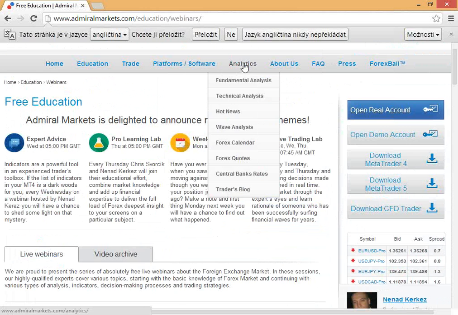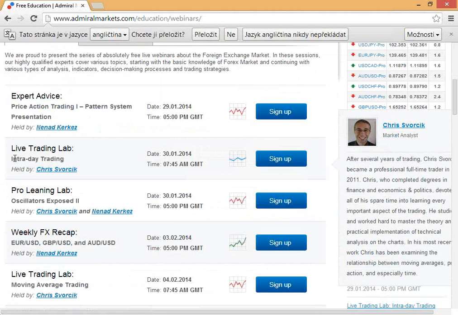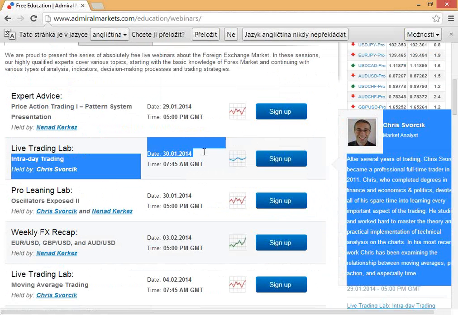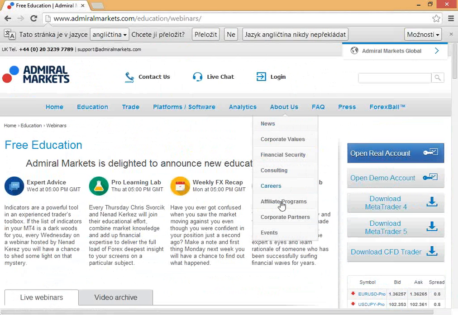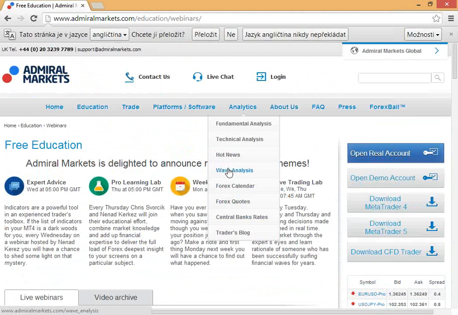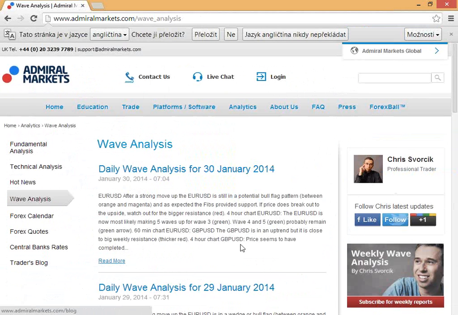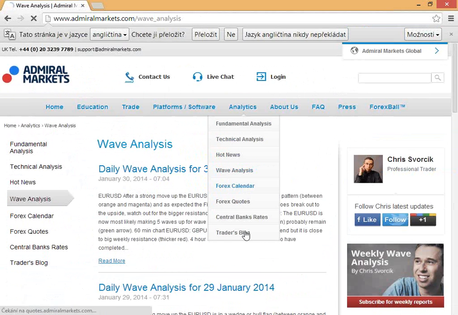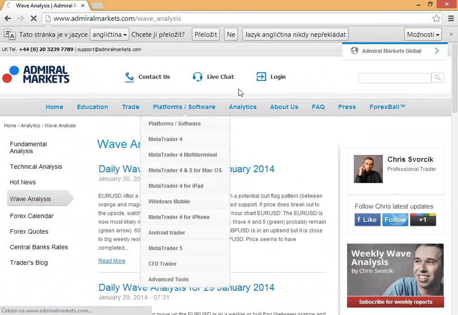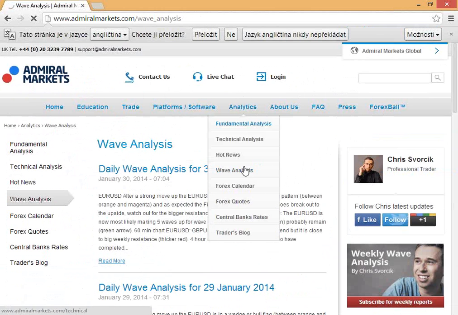So with that said, let's take a look. Today's main focus is intraday trading. As you can see, it's the 30th of January. Tomorrow is the last day of January, by the way, so there is also a certain risk involved when trading tomorrow. So be aware of that. Take a look at the Forex calendar. Sorry, I went to my wave analysis by accident. Let's take a look at the calendar.